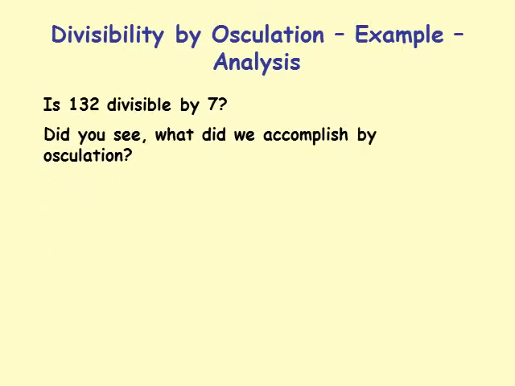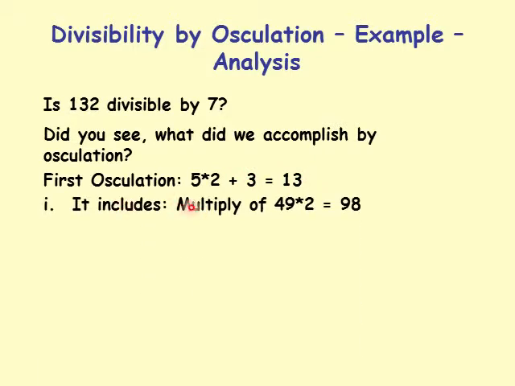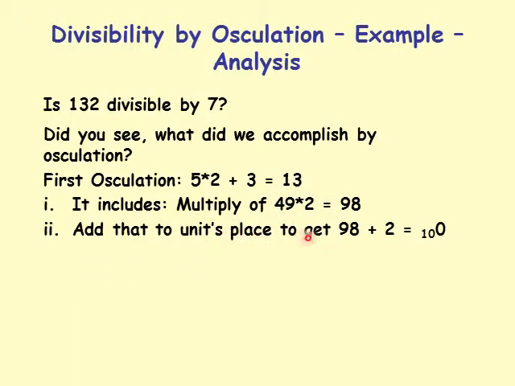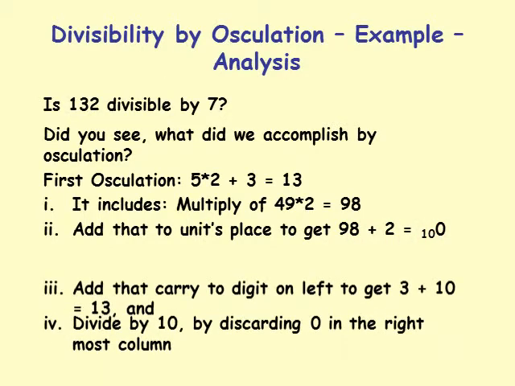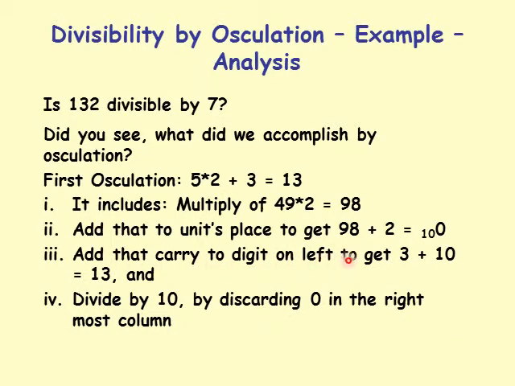Same example. Did you see what we accomplish by osculation? First osculation was 5 times 2 plus 3 equals 13. Let's see what we did. It includes multiplying 49 times 2 equals 98. Then add that to the units place. So 98 plus 2 is 100, with 0 and a 10 as a carry. Then add that carry to the digit on the left to get 3 plus 10, 13. Divide by 10, discarding the 0 on the rightmost column. So this is all we did using the osculation method.